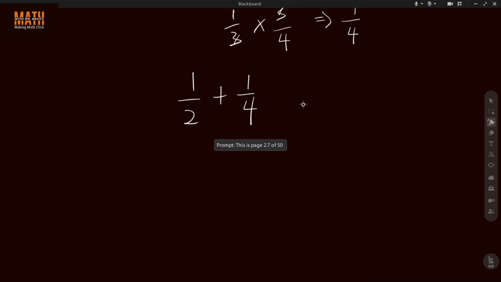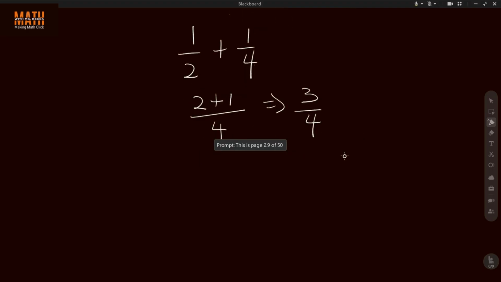So now let's add. What is the LCM of 2 and 4? It's definitely 4. So we say the LCM of 2 and 4 is 4. 2 will go in 4 two times, then 2 times 1 is 2. Then plus, 4 will go in 4 once, and 1 times 1 is 1. So this will give 3 over 4.